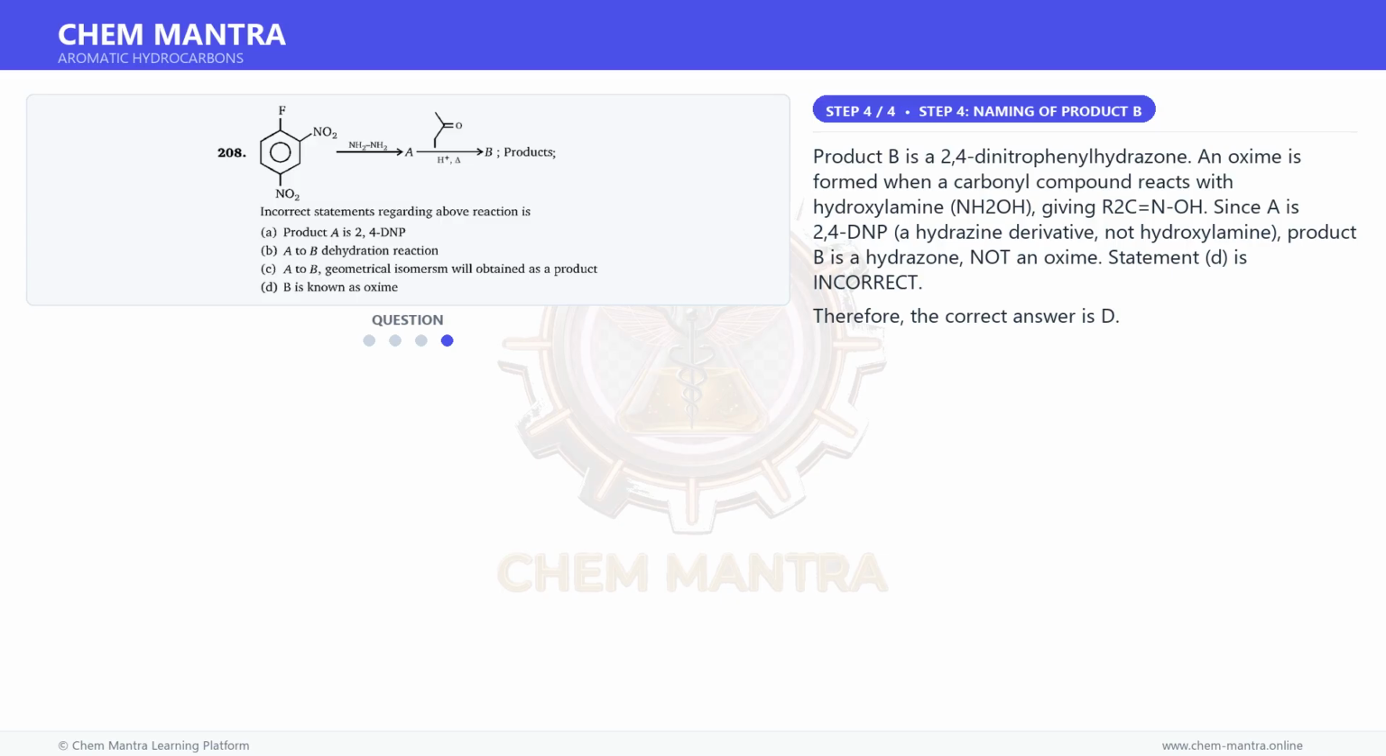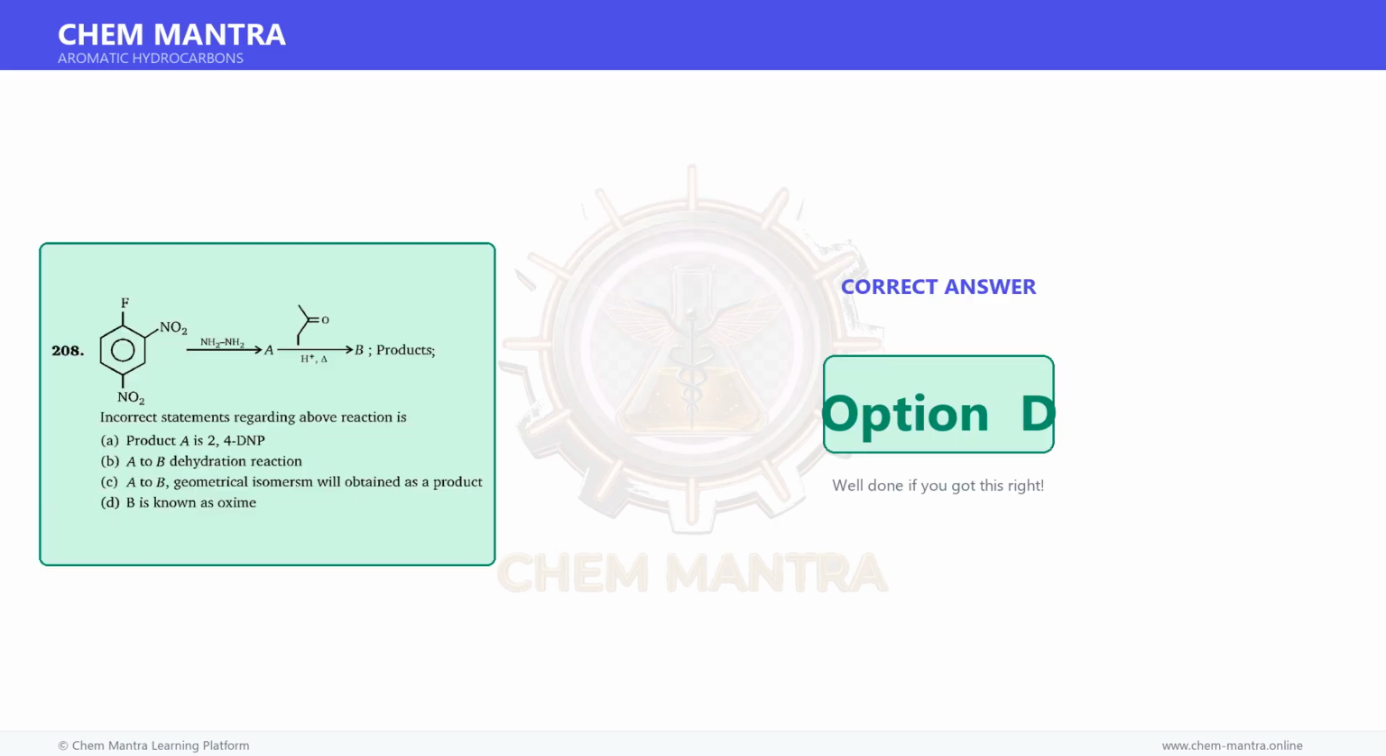2,4-dinitrophenylhydrazone. An oxime is formed when a carbonyl compound reacts with hydroxylamine, NH2OH, giving R2C=NOH. Since A is 2,4-DNP, a hydrazine derivative, not hydroxylamine, product B is a hydrazone, not an oxime. Statement D is incorrect. Therefore, the correct answer is option D.